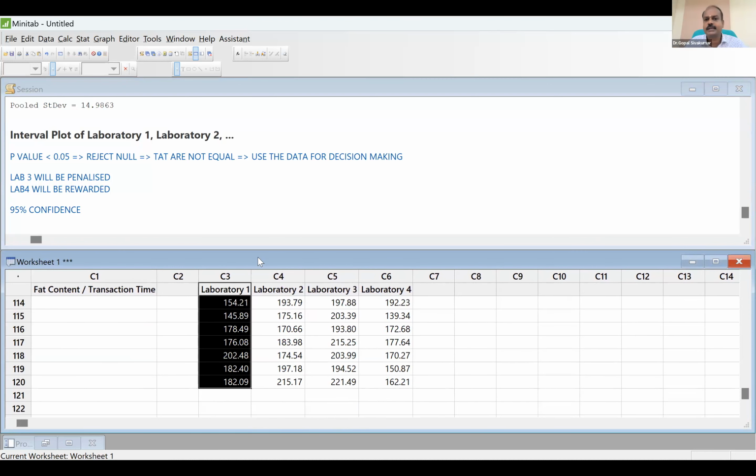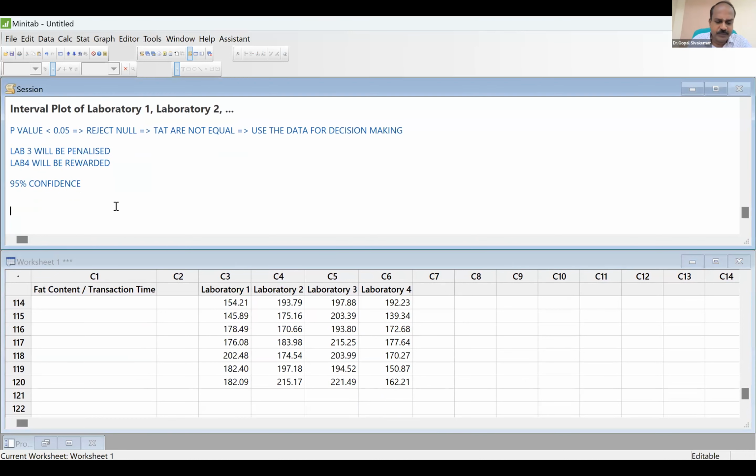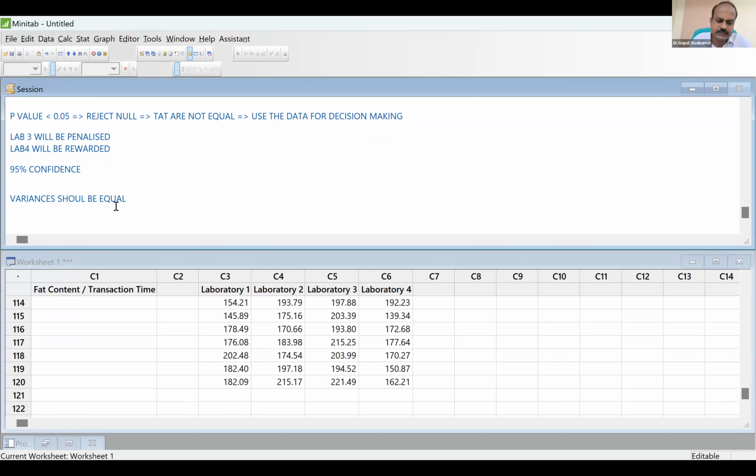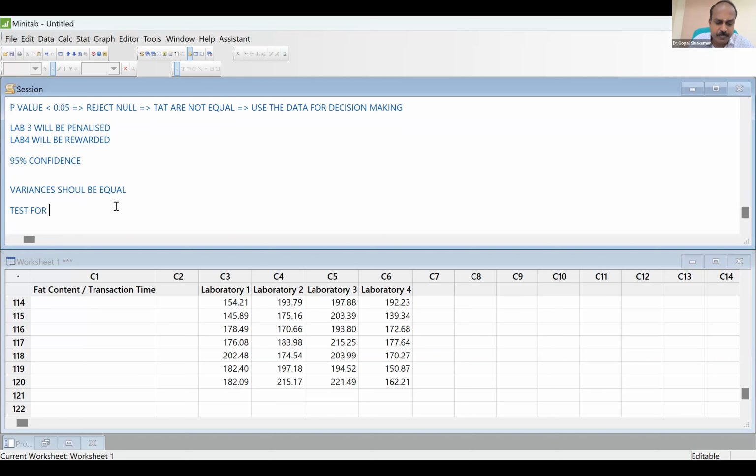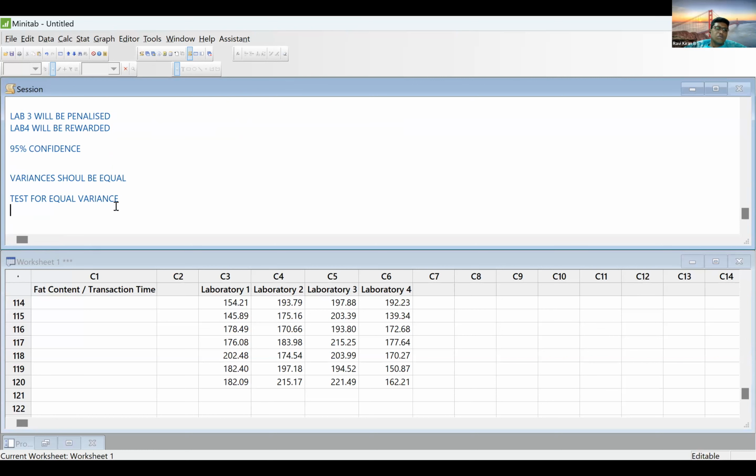$120 data, isn't it? Yes. With this kind of data, with this kind of statistics, with this kind of variances, this is the limitation. Please note, while performing ANOVA, one important condition is that variances should be equal. You can test this also. If you want to test this, it is called the test for equal variance.